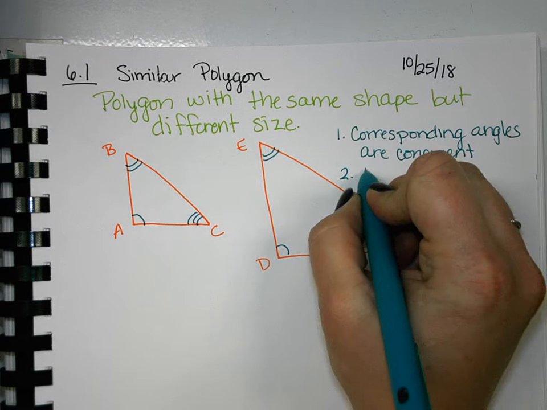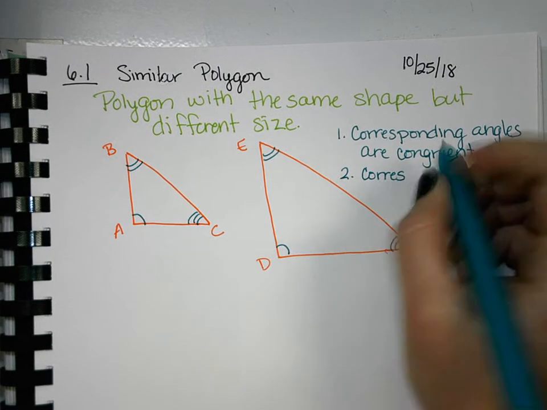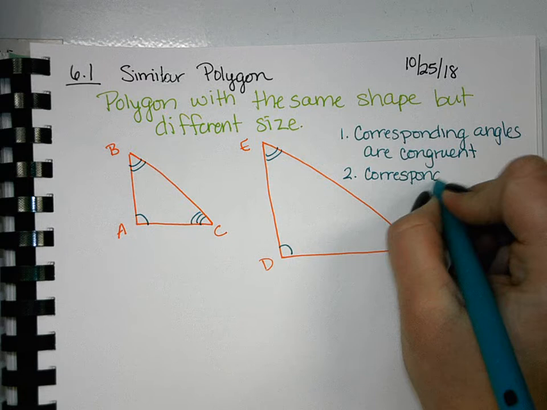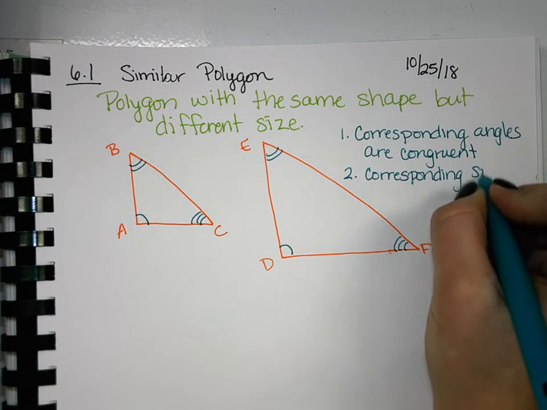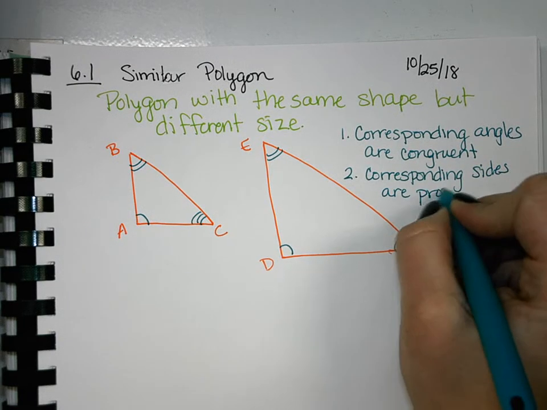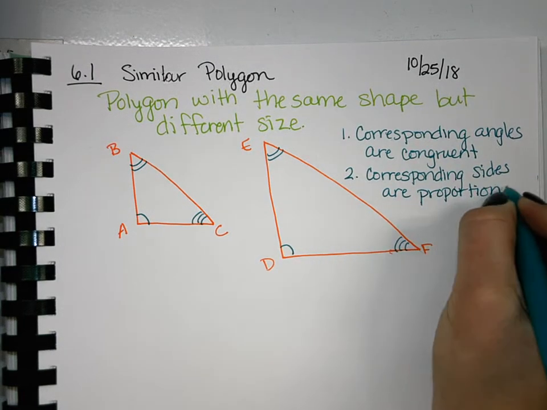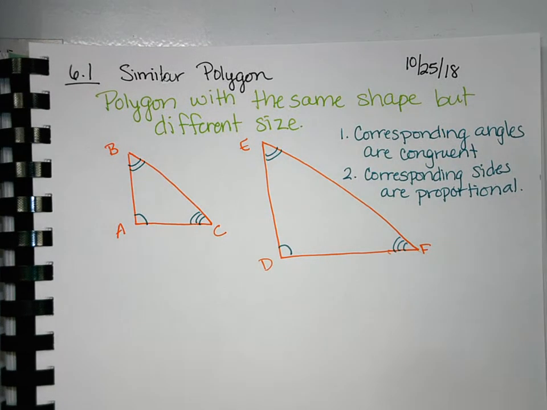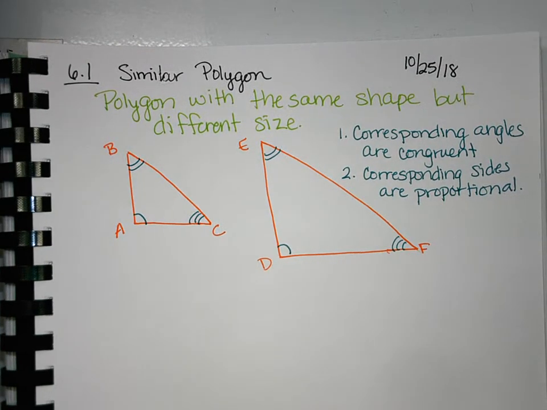The second thing is that corresponding sides are proportional. And that word proportional is where cross multiplying will come in to help us solve for side lengths. So do you guys remember what a proportion is? When you have two fractions equaling each other, or two ratios equaling each other. And so what we call that ratio is we call it a scale factor.